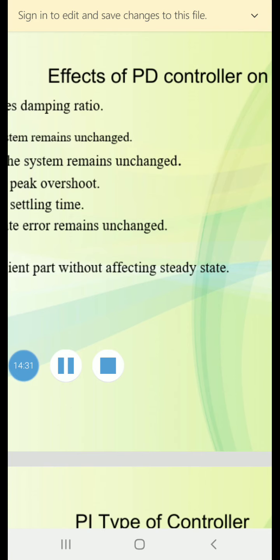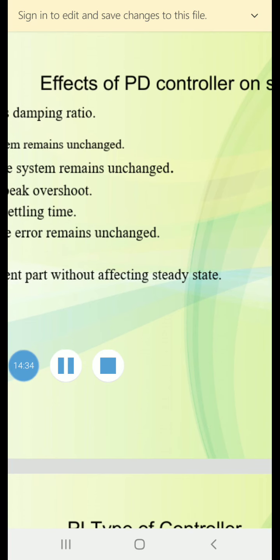So this is about the PD type of controller. In the next lecture, I'll be telling about PI type of controller and PID. Then we'll go for the problems. Okay, you understand the problem I have told and the concept of the PID controller introduction and all.